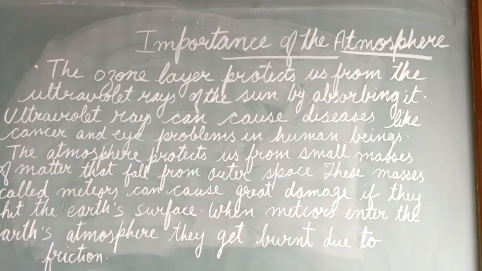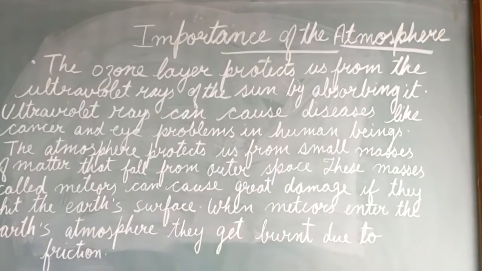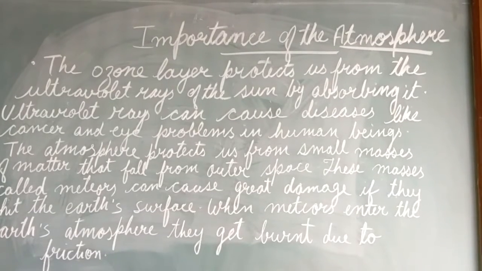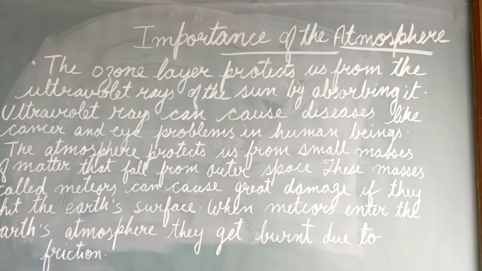Plants get nitrogen from the soil. From where does a plant get nitrogen? From the soil. And animals get it from plants, because they eat them. So this was the first point. What was the first point?